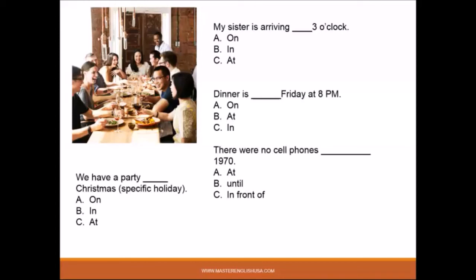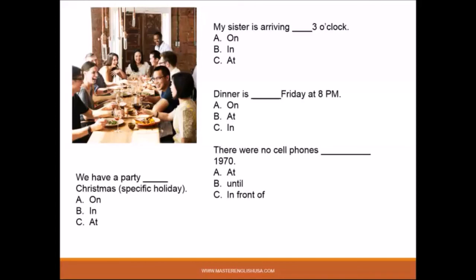There were no cell phones at 1970. There were no cell phones until 1970. There were no cell phones in front of 1970. Which preposition would you choose? I would choose B, until. There were no cell phones until 1970, meaning before or preceding 1970, there were no cell phones.